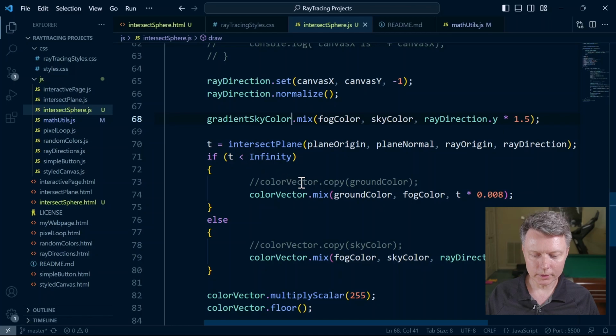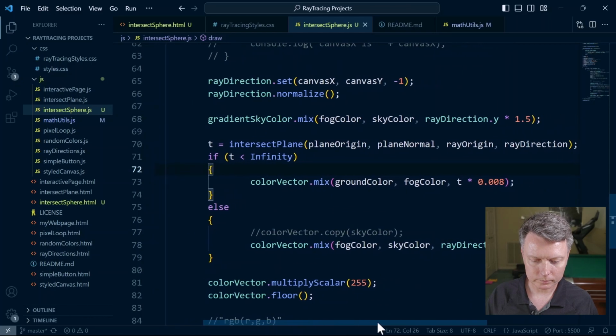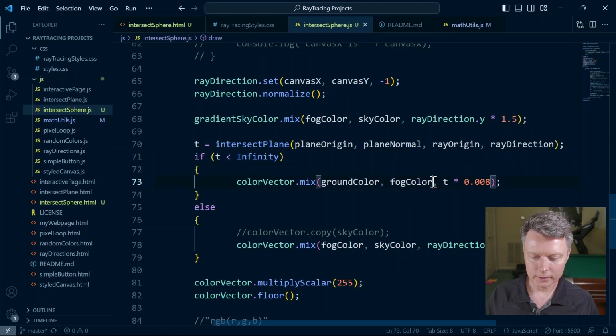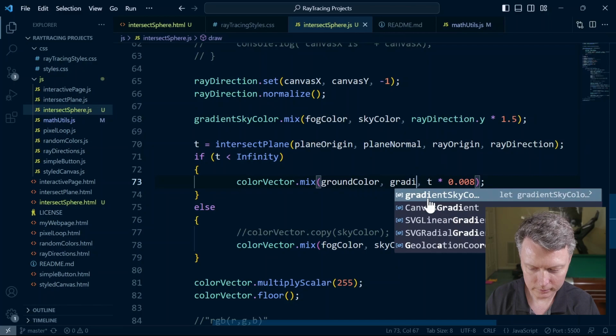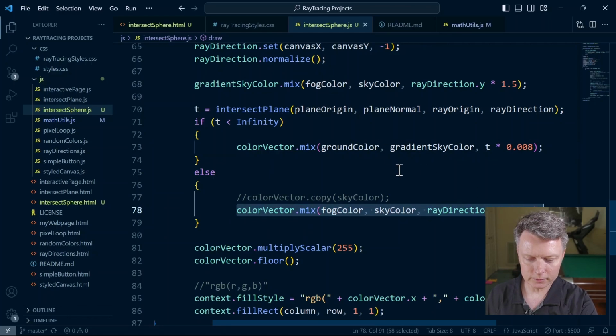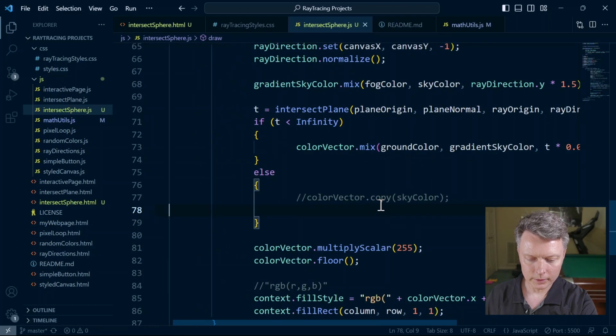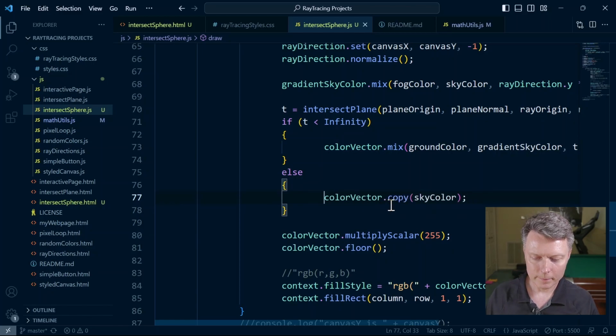And now just go right here and we can take out this commented line. And go right here where it says fog color, remove fog color, and instead type gradient sky color. So here's where we're going to use it. And then here we can take out this line because we're doing it up above. So take out the color vector.mix line and go up one line here, and we can uncomment this. And now we want to copy the gradient sky color. So color vector.copy gradient sky color.